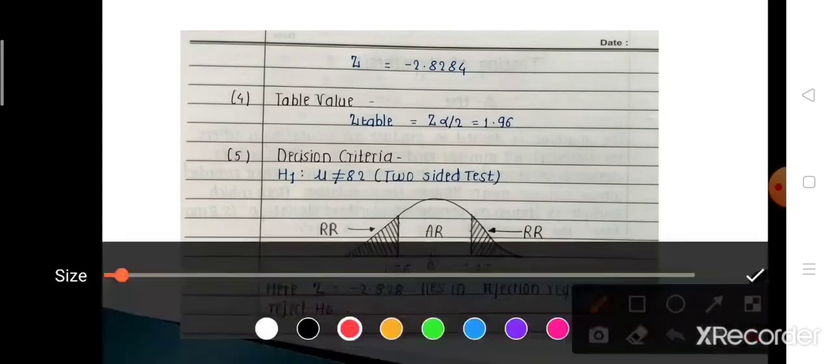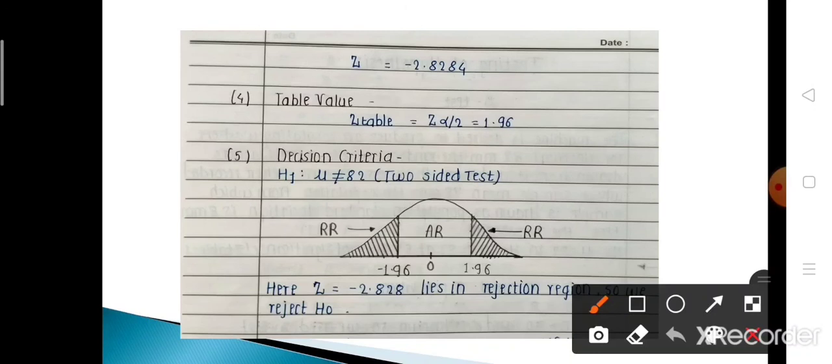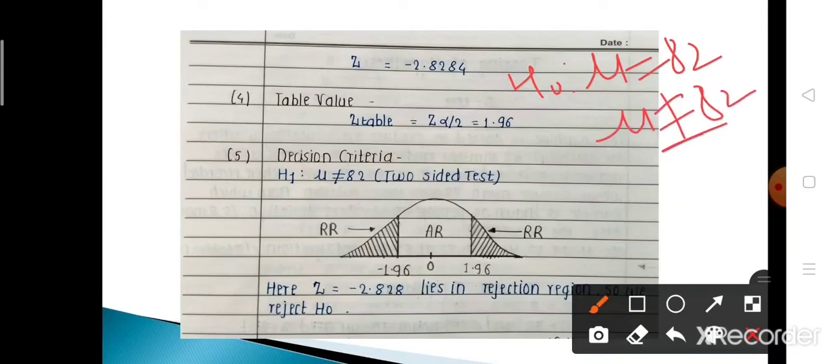Now the last is the decision criteria. The given example is of a two-sided test, because we want to test mu is equal to 82 versus mu is not equal to 82. For a two-sided test, there are two critical regions. One is to the right side and one to the left side, and the middle part is the acceptance region. The critical point on the right is the positive table value. So what is the table value? 1.96. So write down the positive value on the right side, and the critical value on the left is the minus table value. The table value is 1.96, so write down minus 1.96.